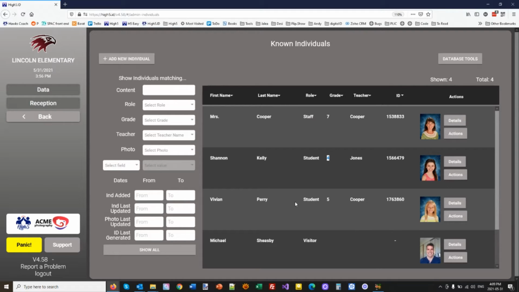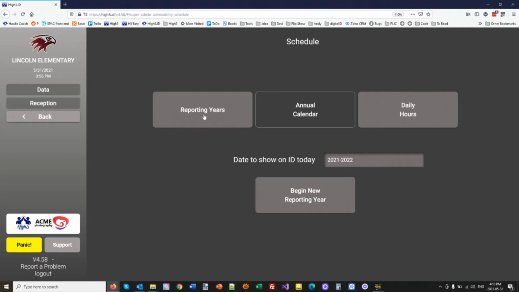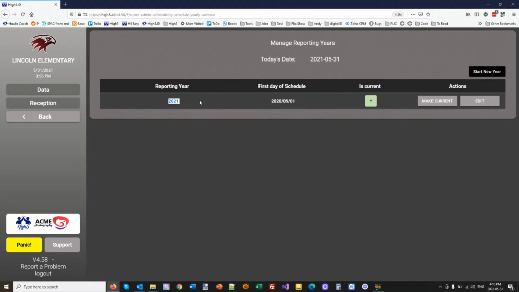So the challenge is the school year is about to end and we're about to start the next school year, and we want to start off with preserving information if we can and wiping the database if it's appropriate. So we go into the settings area and look at our schedule. By default, we have a current reporting year. Today is May 31st, 2021. So the reporting year that we're in actually started last September, let's say. On the first day of September, let's suppose the current school year started.